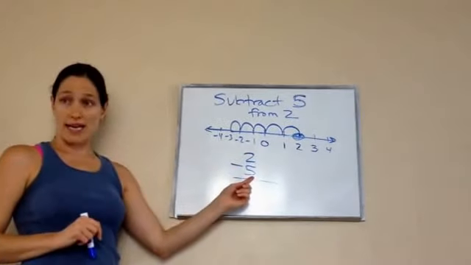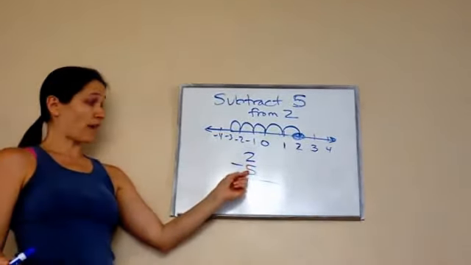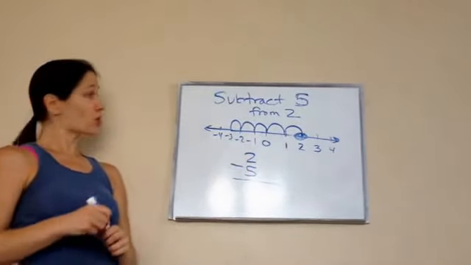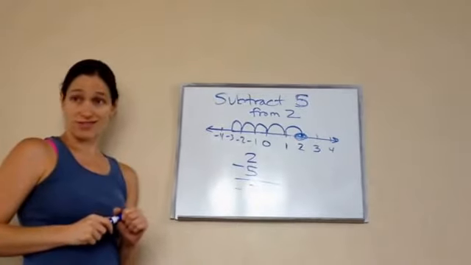Okay, so this doesn't look right, 2 minus 5, but we're actually doing it right. Take away 5 from 2. So we got negative 3, right? That was our answer. Isn't that weird?